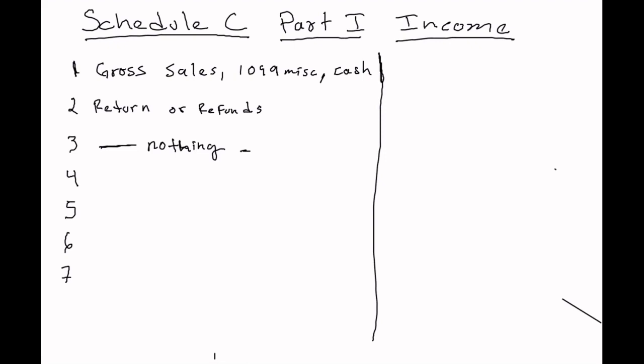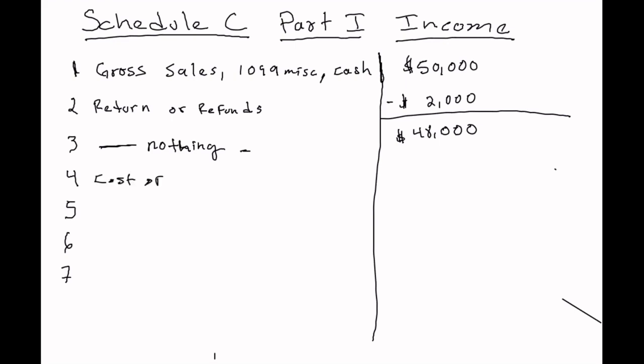Let's go ahead and make some numbers here. Say my gross sales are $50,000. But unfortunately, I also had to refund some money, $2,000 throughout the year. So on line 3 I'm going to have the result of this, basically $48,000 here. Don't worry, the system is going to do this math, but you have to understand where this money is coming from. So that's lines 1, 2, and 3.